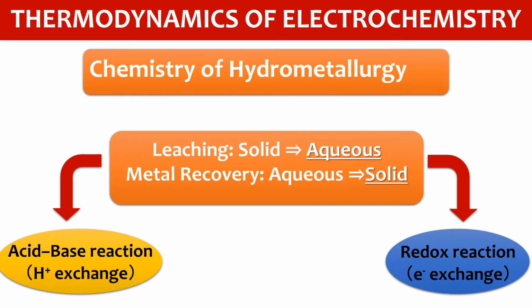Right. So as we have said before, the chemistry of hydrometallurgy basically can be said to be either a proton exchange or an electron exchange reaction. If it is a proton exchange, then it is an acid-base reaction. If it is an electron exchange reaction, then it is termed a redox reaction.